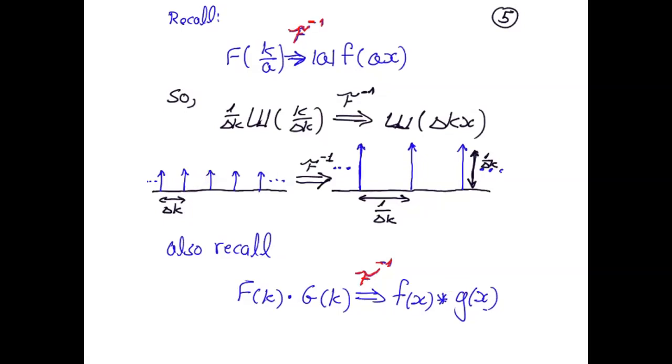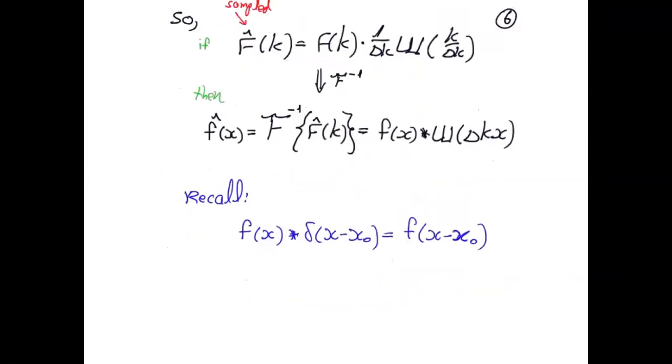Okay, so we have two things. One is that the Sha function ends up with spacing 1 over delta k. And then the fact that I have multiplication between these two functions means I'll get a convolution. So what is then the result of the sampled sequence? The sampled sequence, which I'm going to note as f hat of k, is f of k multiplied by this impulse train, separated each one of them by delta k, right? So in the frequency domain, I've got multiplication between two functions.